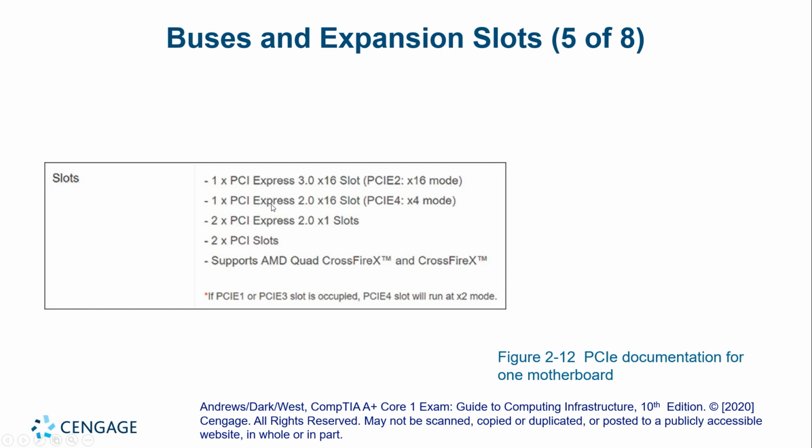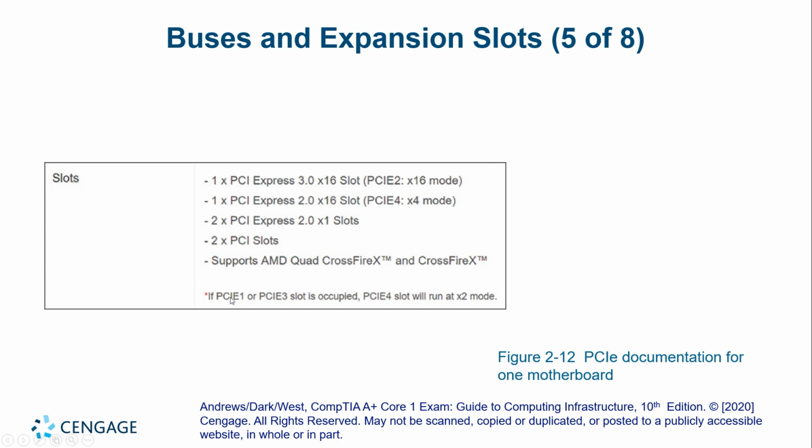There's one PCI Express 2.0 by 16, that means it also has 16 lanes available, but in X4 mode, which means it's divided up into 4. We'll talk about that later. PCI Express 2.0, that's the same protocol as this one, and then 2 PCI slots. It supports AMD Quad-Fire, Crossfire, and regular Quad Crossfire and regular Crossfire.